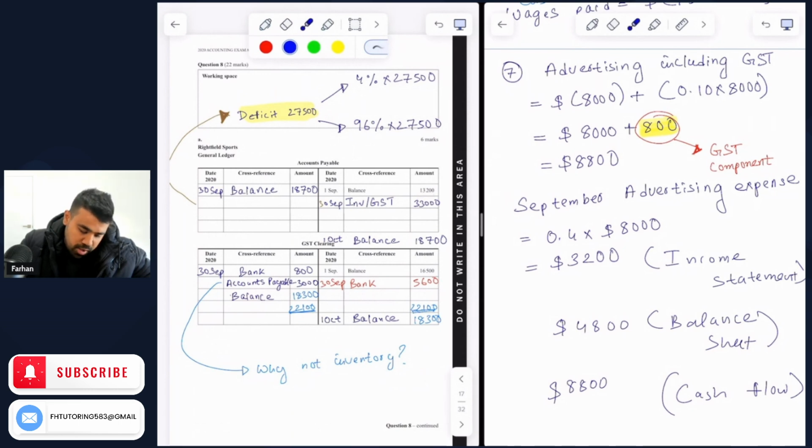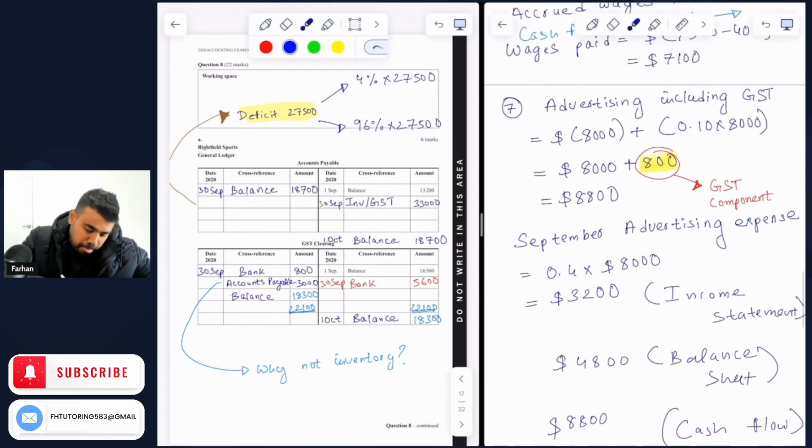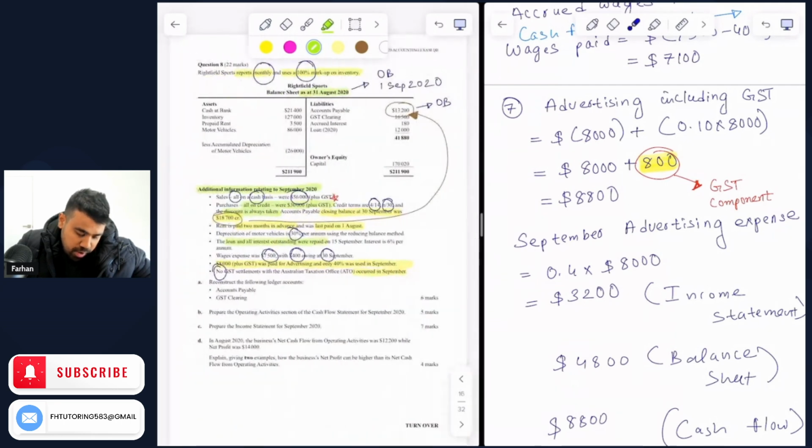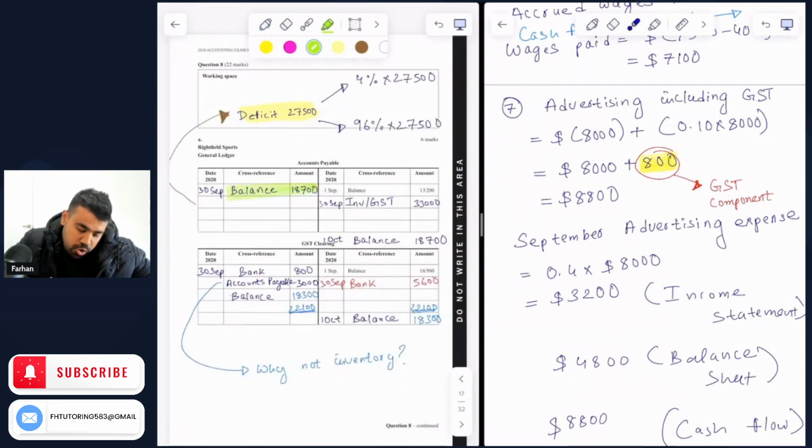Now, let's figure out some other stuff. What's next? So you see here, I've included for the period ending 30 September 2020, inventory slash GST of 33,000. Make sure to write inventory slash GST clearing properly. I just didn't have enough space, so I didn't do it.